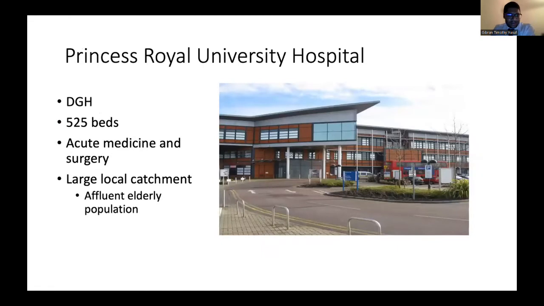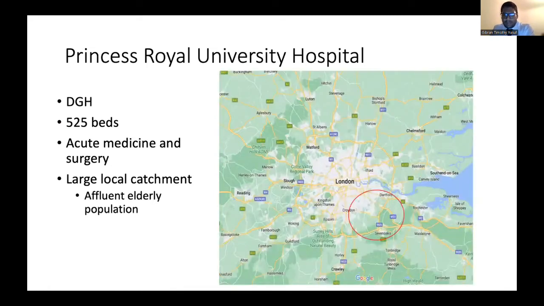The Princess Royal University Hospital is nice and leafy in the suburbs of Bromley, just on the edge of the M25. It's a true district general hospital, 525 beds, and it's very much focused on acute medicine and acute surgery. There is a large local catchment area because of the location close to Kent, and it's got a generally quite affluent elderly population. So it is very much different to what you see on each site.